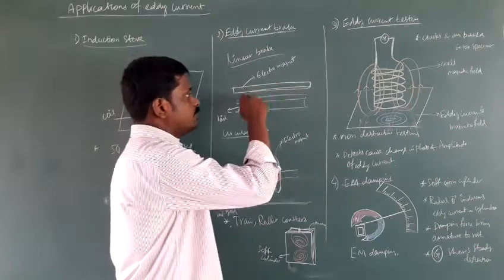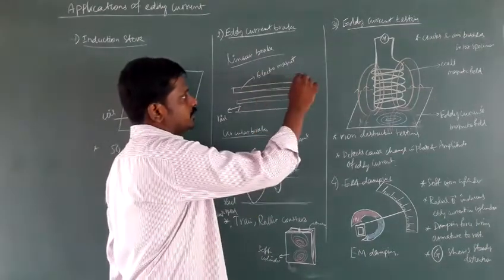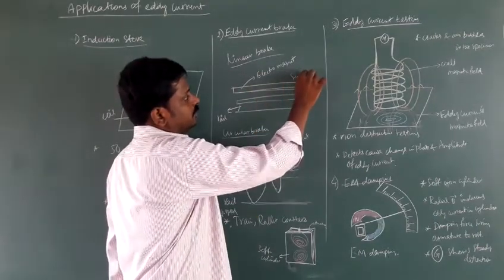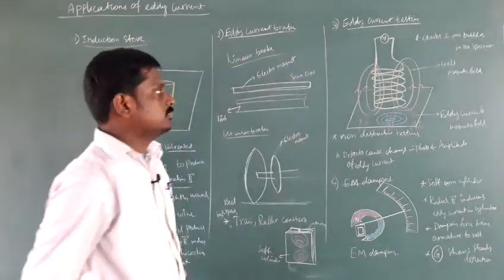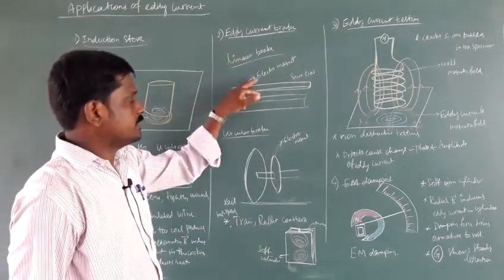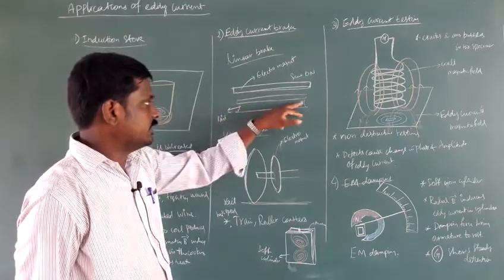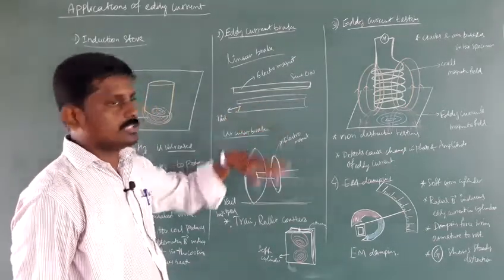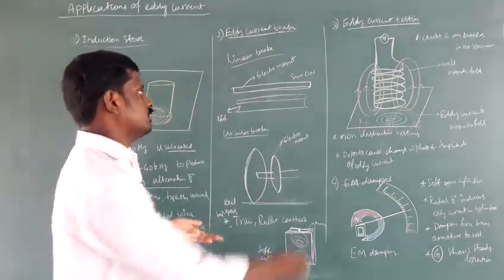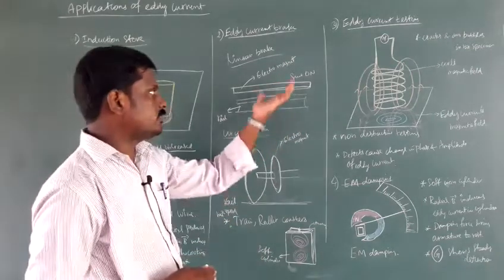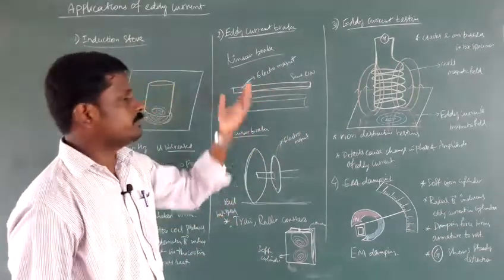If we switch on the electromagnet, it works. There is a magnetic field, so there is a change in magnetic flux linked with the rail. There is an induced current. That induced current opposes the movement of the train and makes it come to rest. So this is a linear brake system.